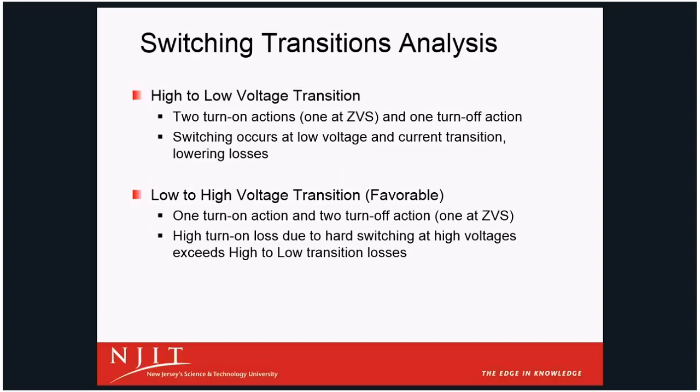This is because there's only one turn on action and two turn off actions, which are at zero voltage switching. And then there's a high turn on loss that occurs because of this, but there's only one of those, and it's because of the hard switching. So you're switching under a heavier load.